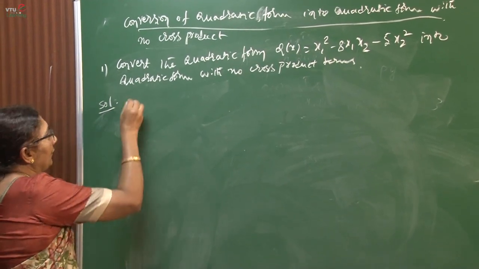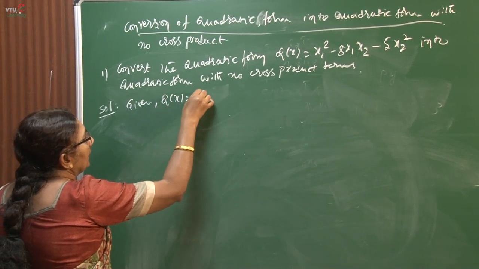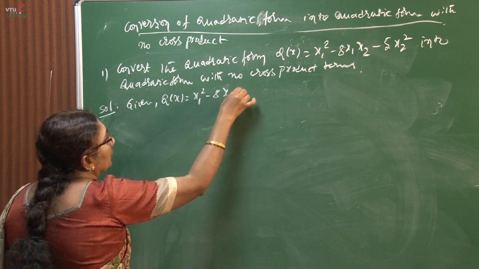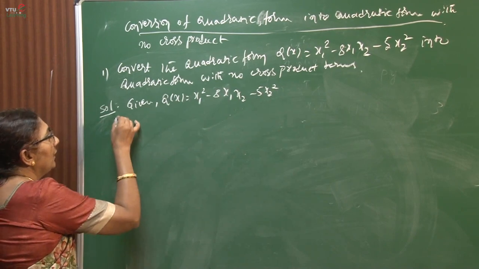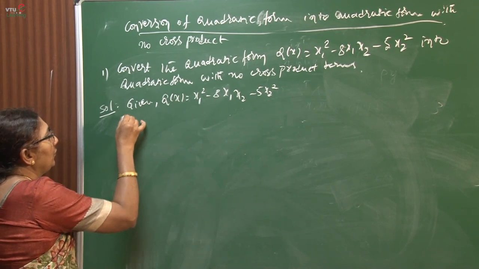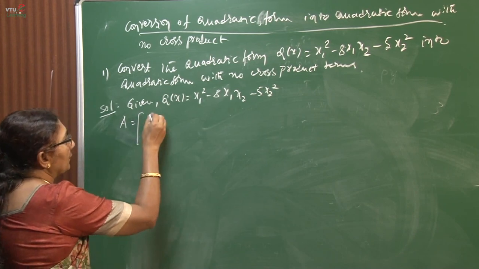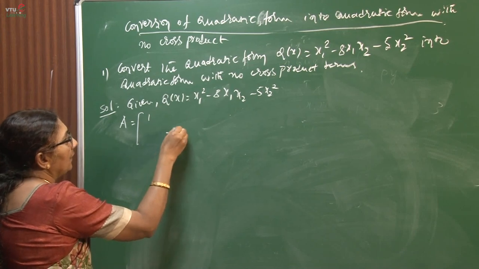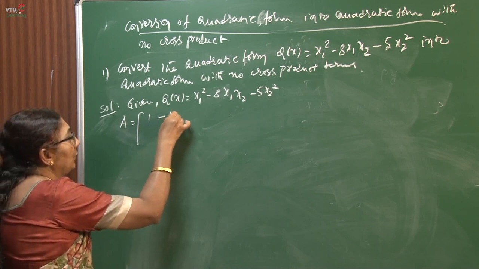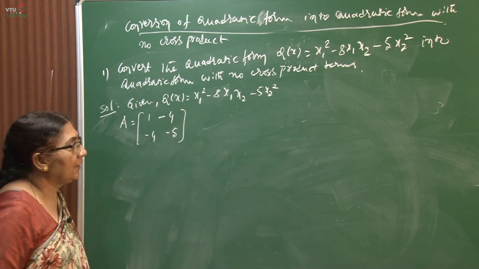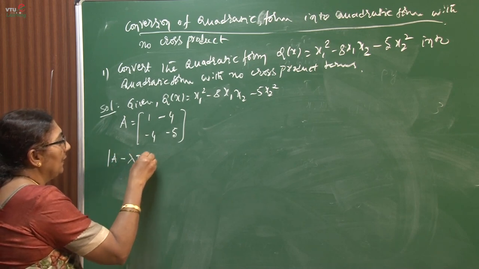Solution. You take the given Q of X, which is x1 square minus 8 x1 x2 minus 5 x2 square. From this, first you express the quadratic form as a matrix. I'm going to take that matrix as A. Here the coefficient of x1 square is 1 and of x2 square is minus 5 on the diagonal. The x1x2 term occurs in A12 and A21; half of minus 8 gives minus 4, minus 4. This is A.